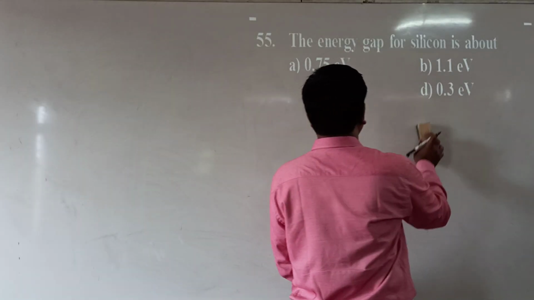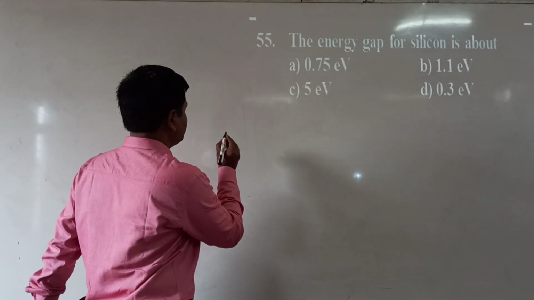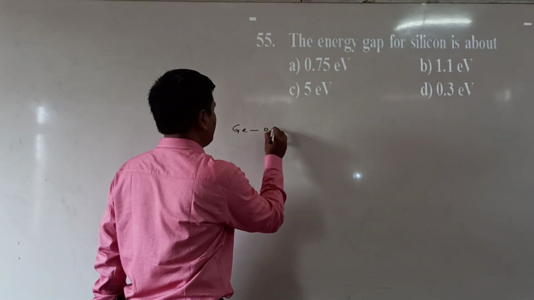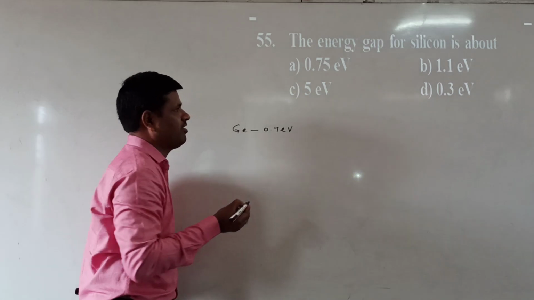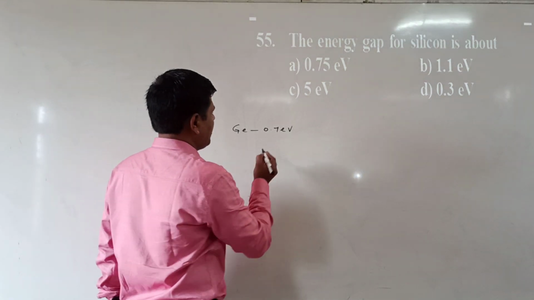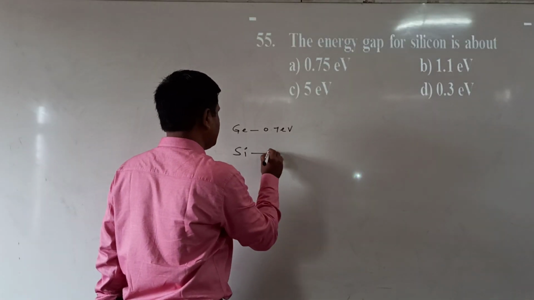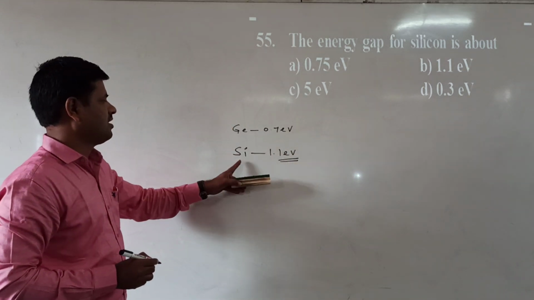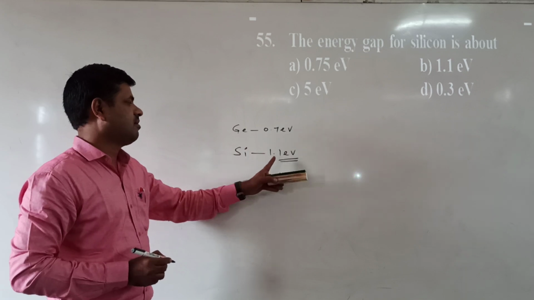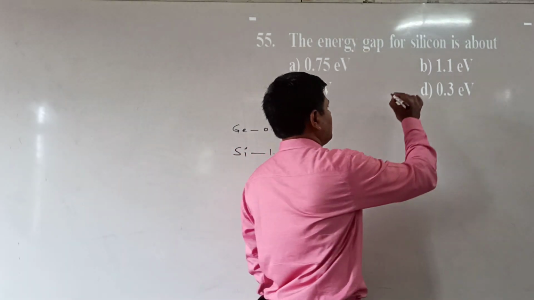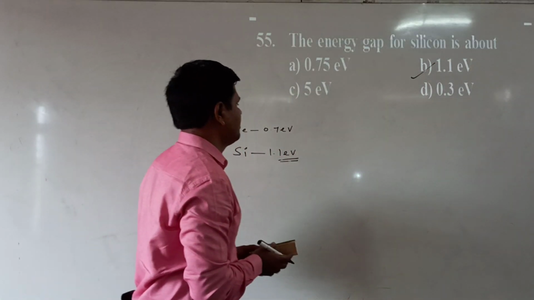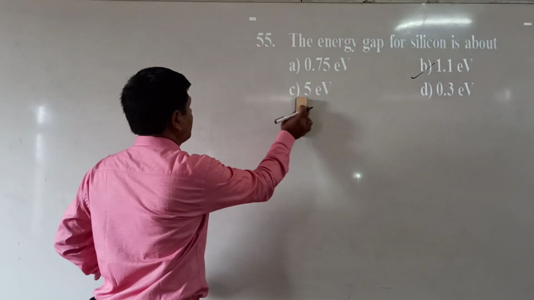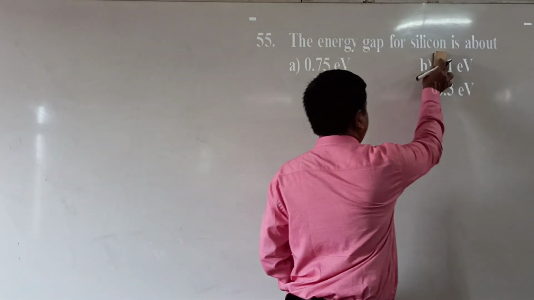This is a direct question. The energy gap of germanium is equal to 0.7 electron volts. Some options also give 0.5, but it is 0.7 electron volts. But the energy gap of silicon is 1.1 electron volts. Germanium and silicon are semiconductors. So which option is correct here? D option is correct. This was question number 55.